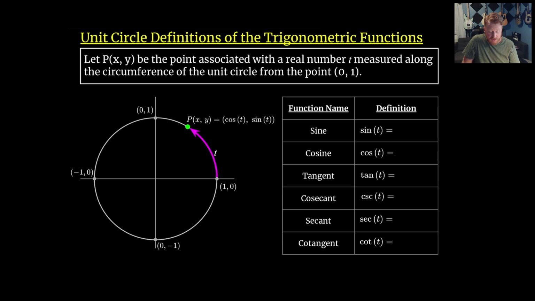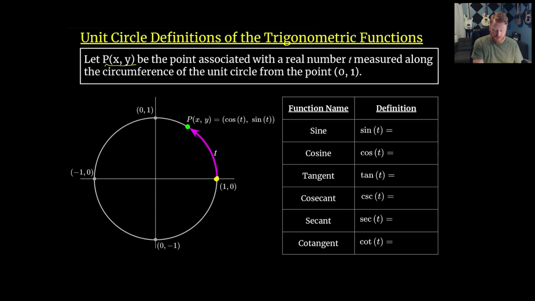So you might notice just in this picture here that there isn't any angle that's being listed, and that's because we're not defining these trig functions by an angle, at least not quite yet. Right now we're defining it by looking at some arc length t going along the unit circle here. So we're going to let xy, this point P at the coordinates xy, be a point associated with a real number t that is measured along the circumference of the unit circle, starting always at 1, 0.